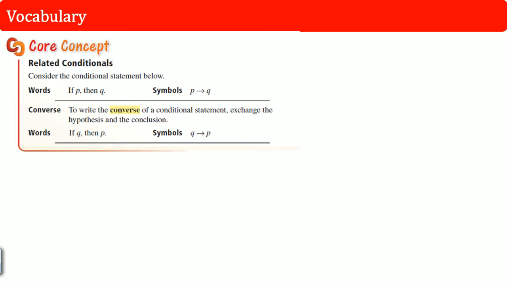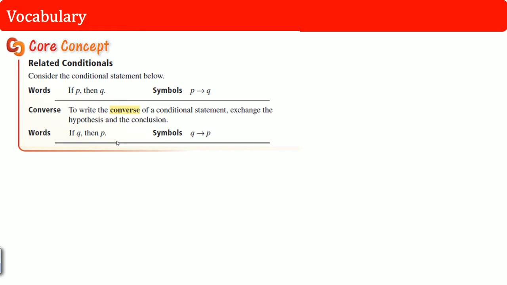Let's start with the vocab. Every single statement can be defined as having a P, then a Q. So our regular statement is if P, then Q. Symbolize the P, then the arrow means then it becomes the letter Q. The converse is basically when you flip them. If the original was P then Q, the converse would be Q then P.